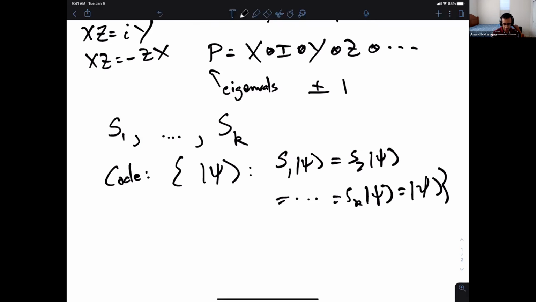It's sort of clear that if you have an S1 and an S2 and psi is in the +1 eigenspace of both of these, it's also in the +1 eigenspace of the product of the two of them. So these things actually generate a group. By taking products, you can talk about the stabilizer group.